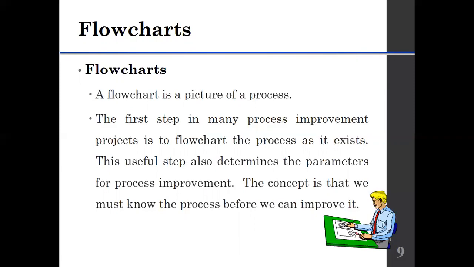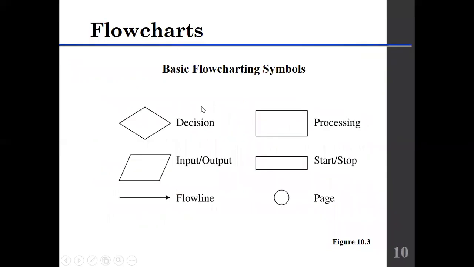So the language of the process maps can vary from the simple to the complex. A simple set of symbols are provided that you can see on the screen. These are the basic flowcharting symbols, or we call it the basic process map symbols. You can see the rectangular symbol for processing, this rectangular symbol for a start or stop, this circle for page, for flow line we use arrow, for input and output we use parallelograms, and for decision we use this particular symbol.